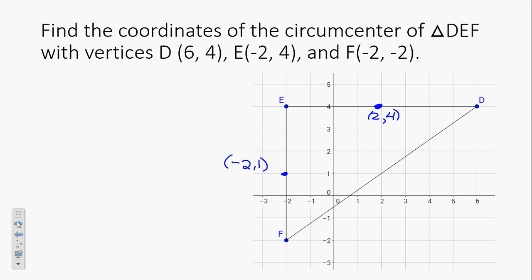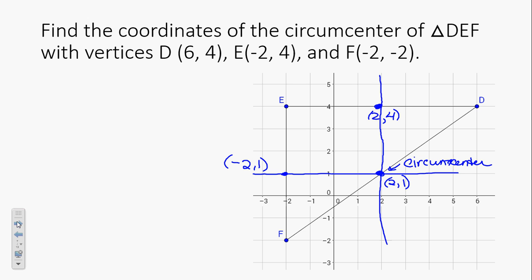What's perpendicular to a vertical line? A horizontal line. Here's my horizontal line. What's perpendicular to a horizontal line? A vertical line. And just because the 3 of them will be concurrent doesn't mean we can't stop with 2, right? So here is our point of concurrency. What's the name of that point? The circumcenter. We found it. So you're going to have problems just like that.